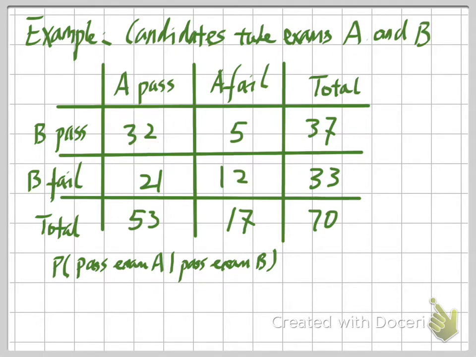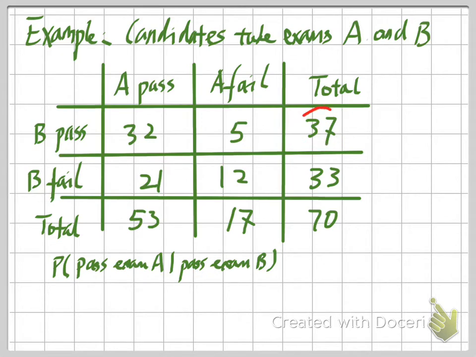And then if you look at a number like this 37 under the total column, this means that in total, 37 of these candidates pass exam B, no matter whether they pass exam A or not.